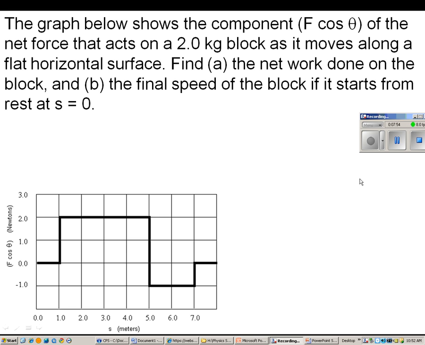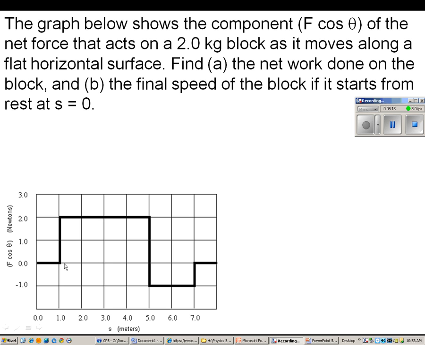a situation where we have to use a graph to solve for our net work. The graph below shows the component F cosine theta of the net force that acts on a 2 kilogram block as it moves along a flat horizontal surface. Find A, the net work done on the block, and B, the final speed of the block if it starts from rest, at S equals 0.